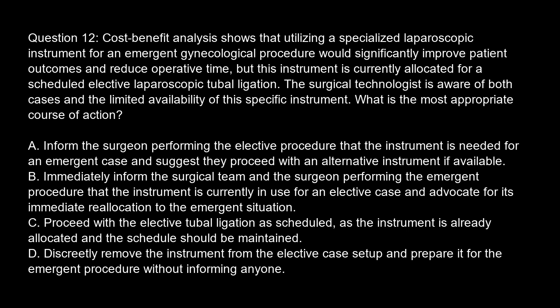Option A. Inform the surgeon performing the elective procedure that the instrument is needed for an emergent case and suggest they proceed with an alternative instrument if available. Option B. Immediately inform the surgical team and the surgeon performing the emergent procedure that the instrument is currently in use for an elective case and advocate for its immediate reallocation to the emergent situation. Option C. Proceed with the elective tubal ligation as scheduled, as the instrument is already allocated and the schedule should be maintained. Option D. Discreetly remove the instrument from the elective case setup and prepare it for the emergent procedure without informing anyone.